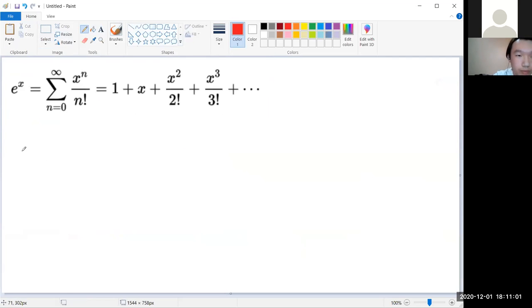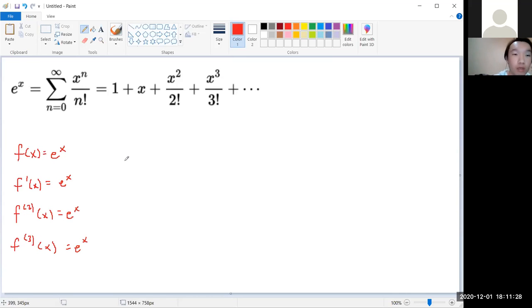So f of x here is just e to the x, right? And then f prime of x in this particular question is just e to the x again. And then the second derivative is e to the x. Well, that's just a special case for this one, but let's just keep writing it out. So the third derivative is e to the x.